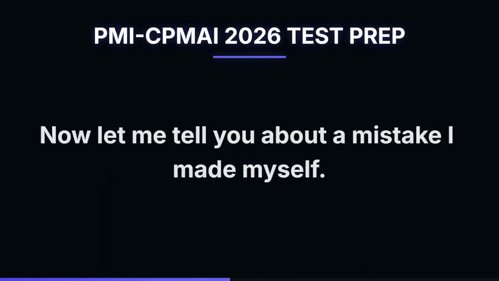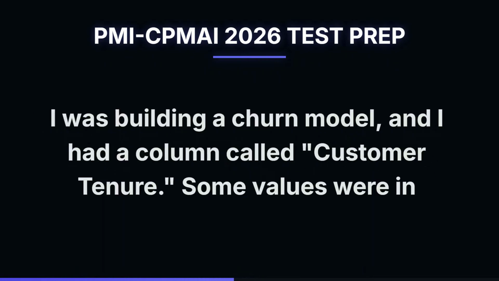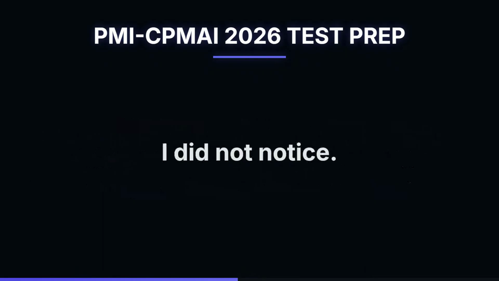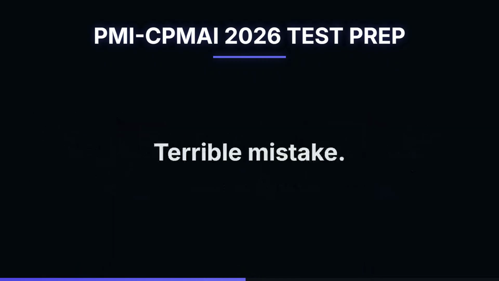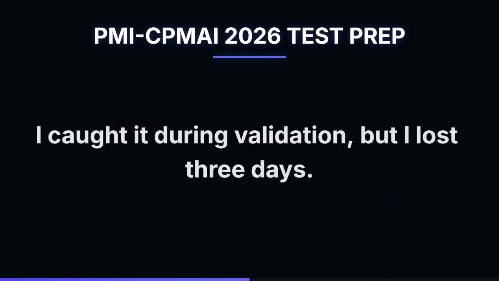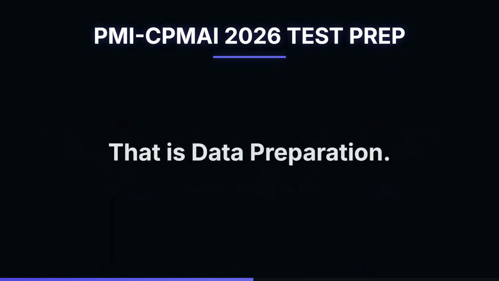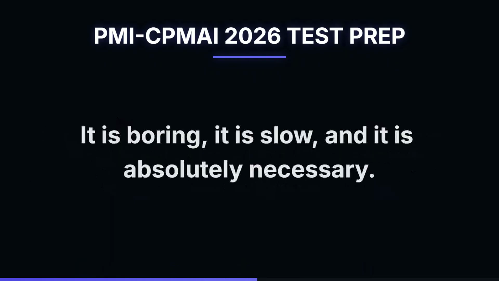Now let me tell you about a mistake I made myself. I was building a churn model, and I had a column called customer tenure. Some values were in months, some were in years. I did not notice. My model thought customers with 1 year of tenure were the same as customers with 1 month. Terrible mistake. I caught it during validation, but I lost 3 days. That is data preparation. It is boring, it is slow, and it is absolutely necessary.